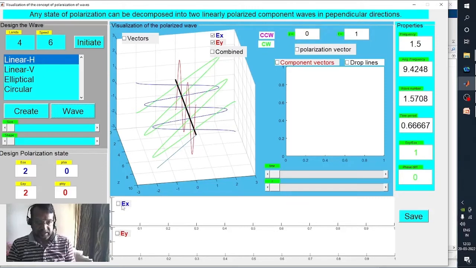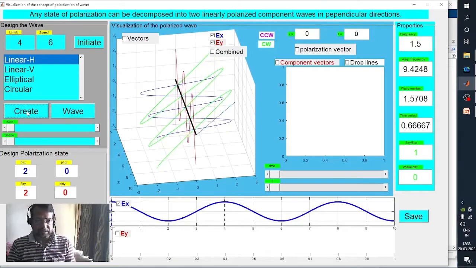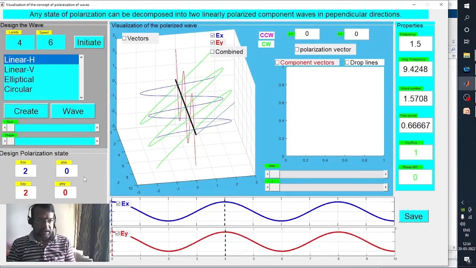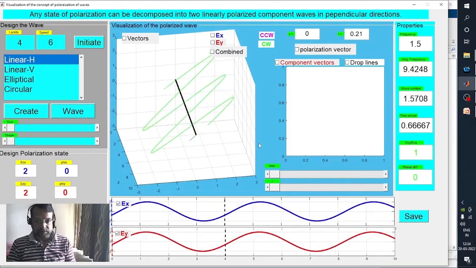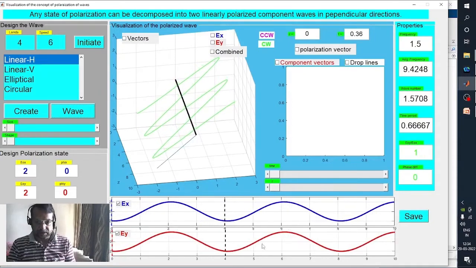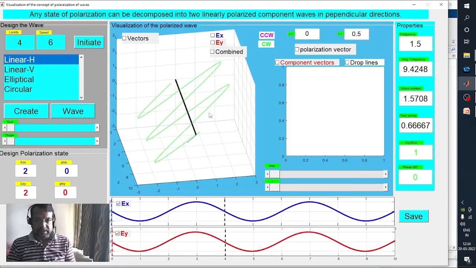That is, Ex versus z is plotted like this. So this is Ex versus z. It becomes a two-dimensional graph because it is oscillating in a single plane. Similarly, Ey, this is Ey, and as we can see, they are in phase. So when Ex is maximum, Ey is maximum; Ex is minimum, Ey is minimum. So here, let me remove Ex and Ey now. Either this wave can be decomposed like this, or these components will lead to this kind of state of polarization.